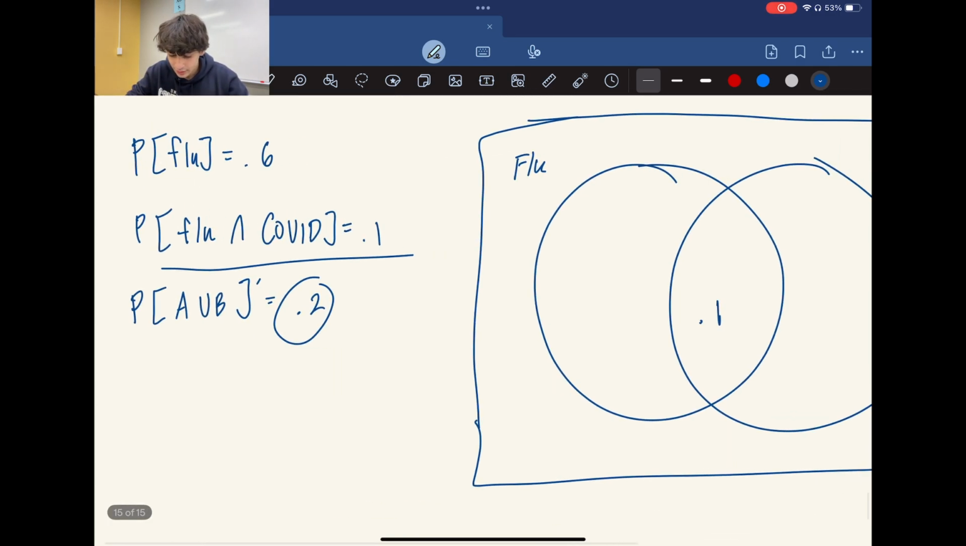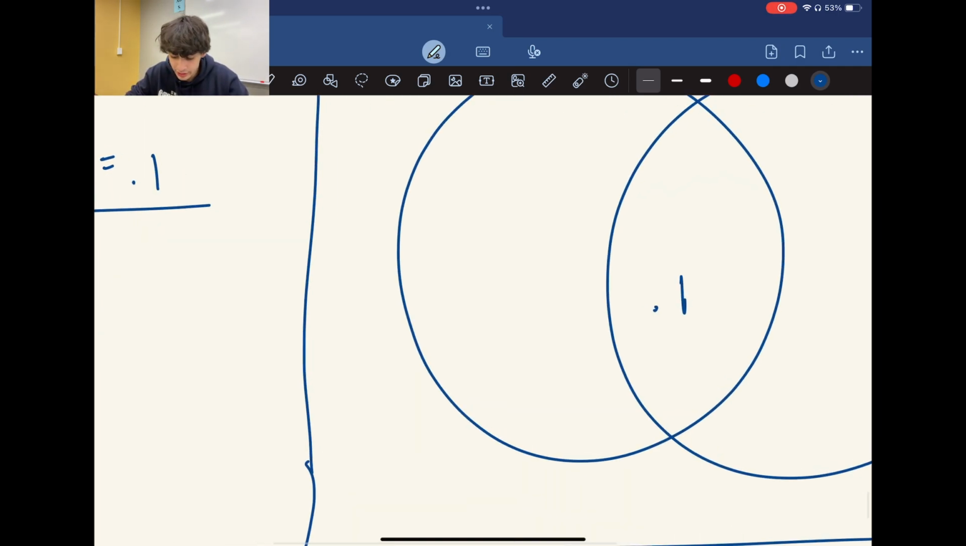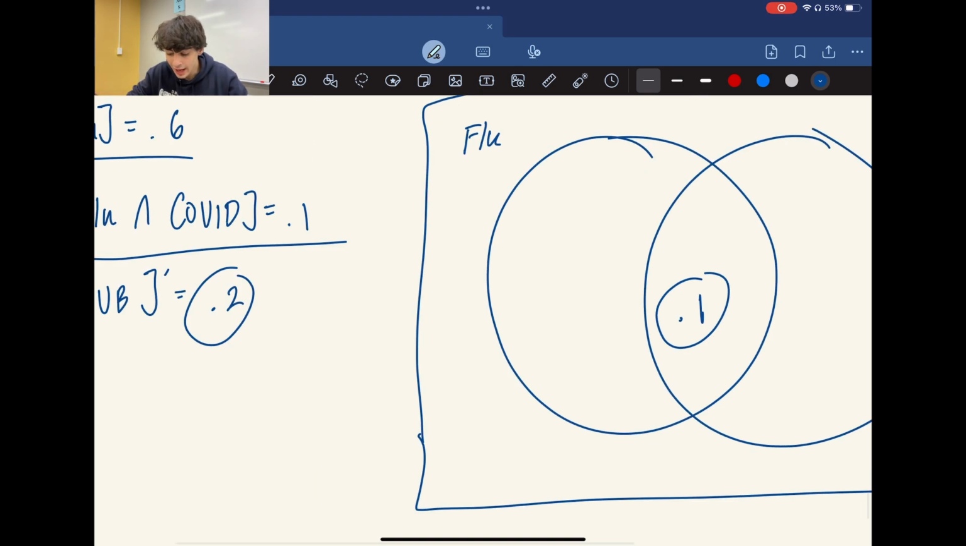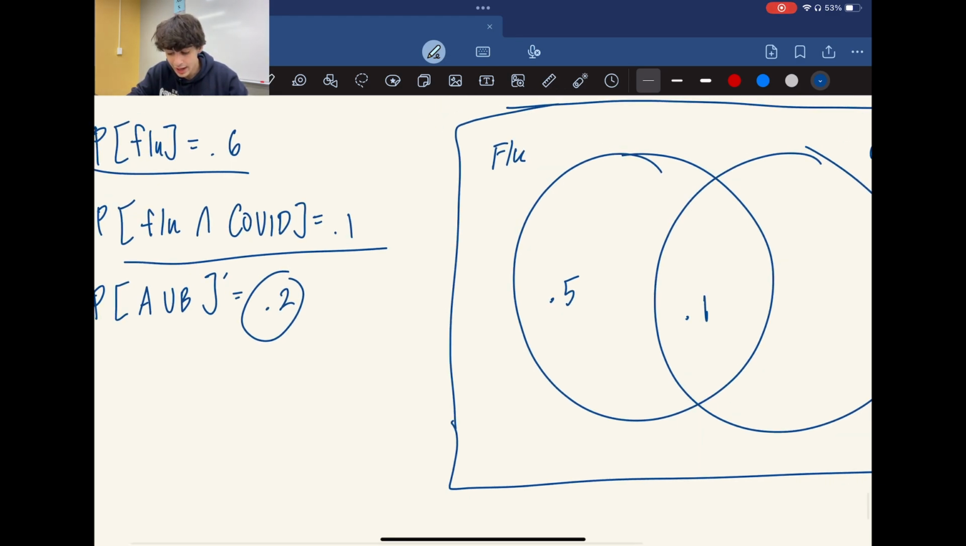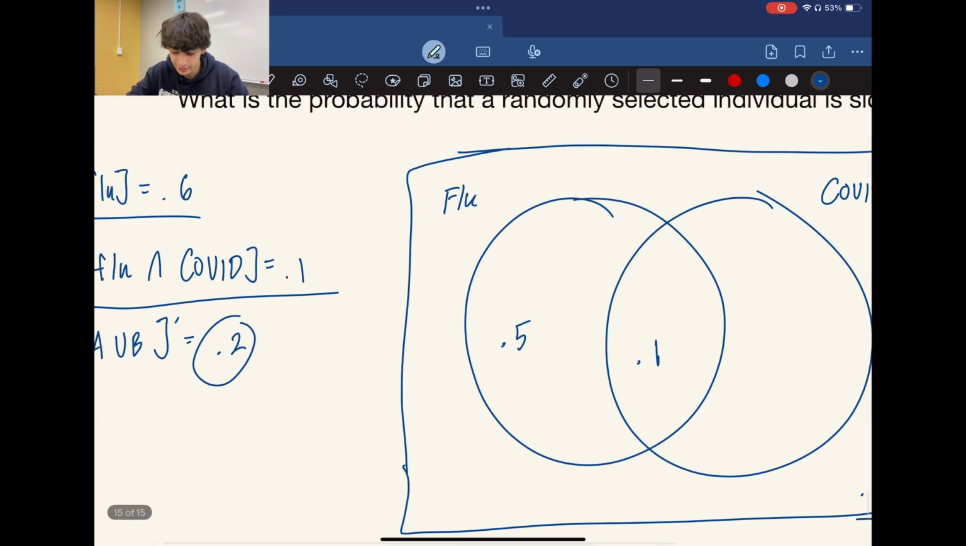And that right there is a very valuable piece of information because we could stick it right here, 0.1. We can actually go back to the probability of the flu. Probability that someone has the flu is 0.6. And we know that 0.1 of those people out of the entire sample set have both COVID and the flu, which means the residual 0.5 is going to go on the left.